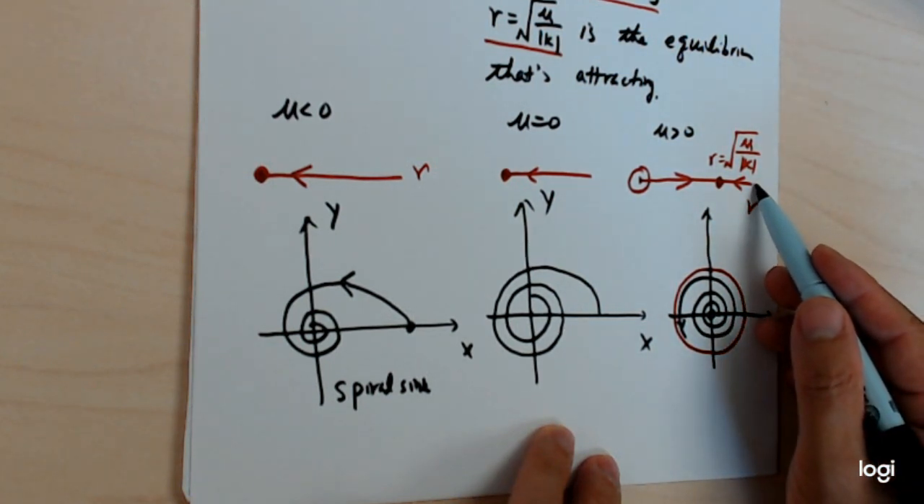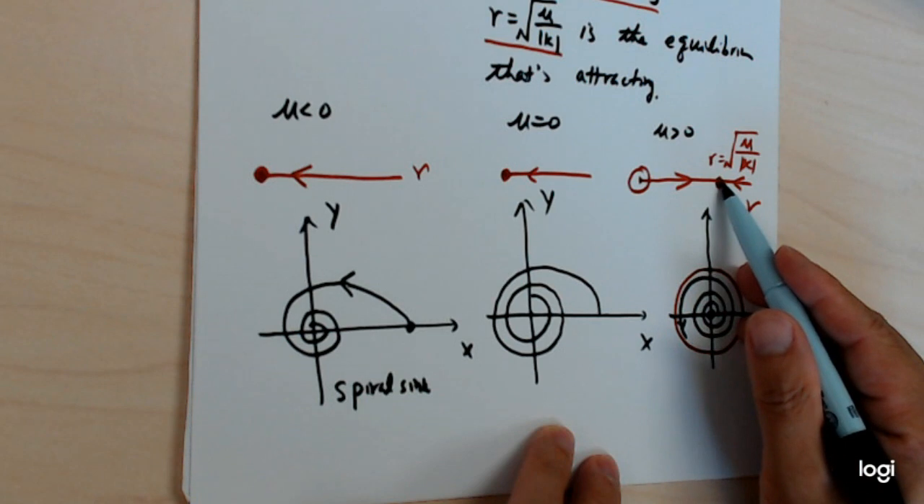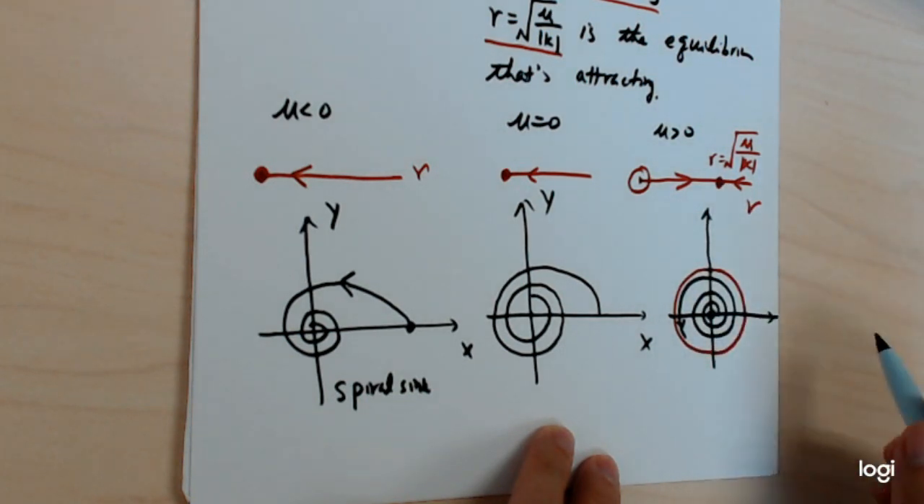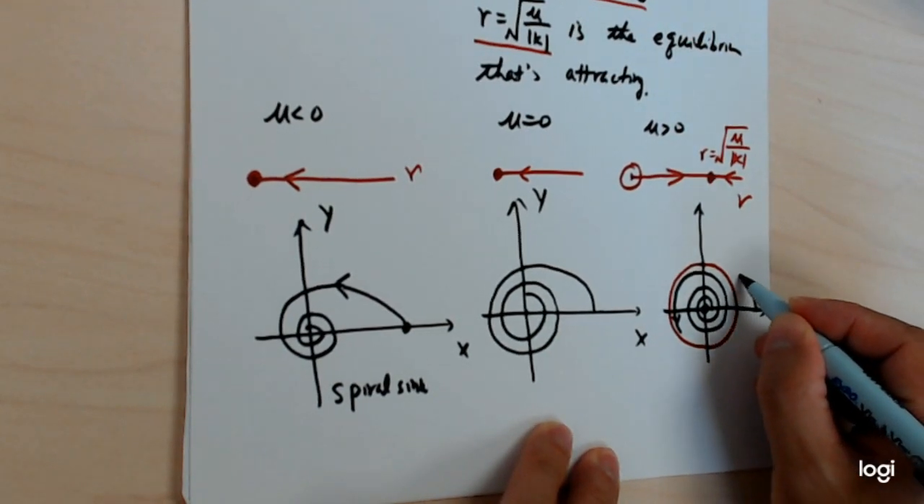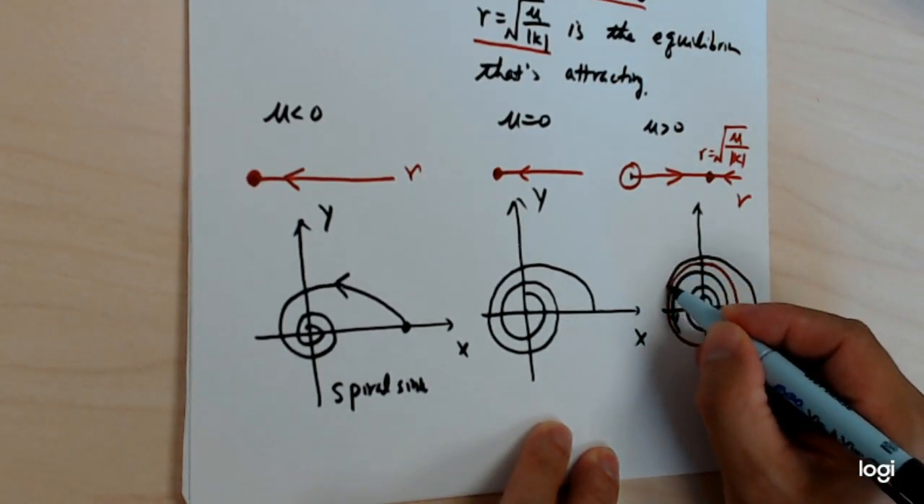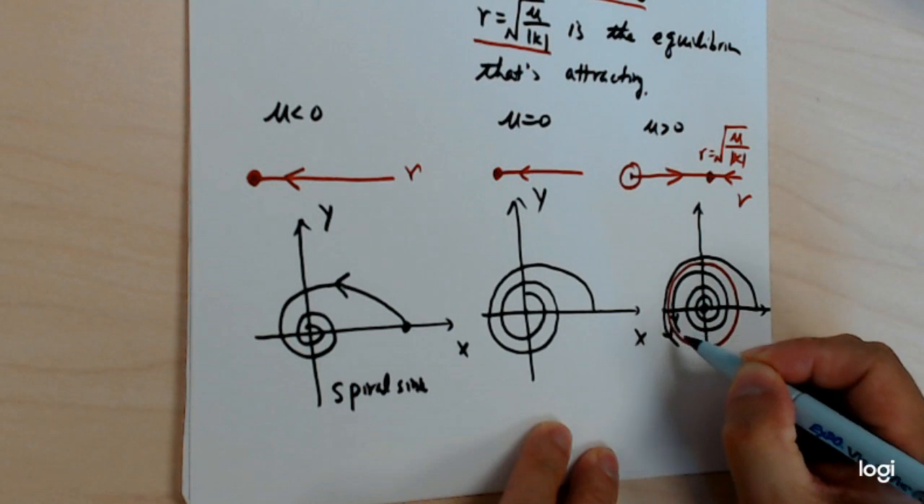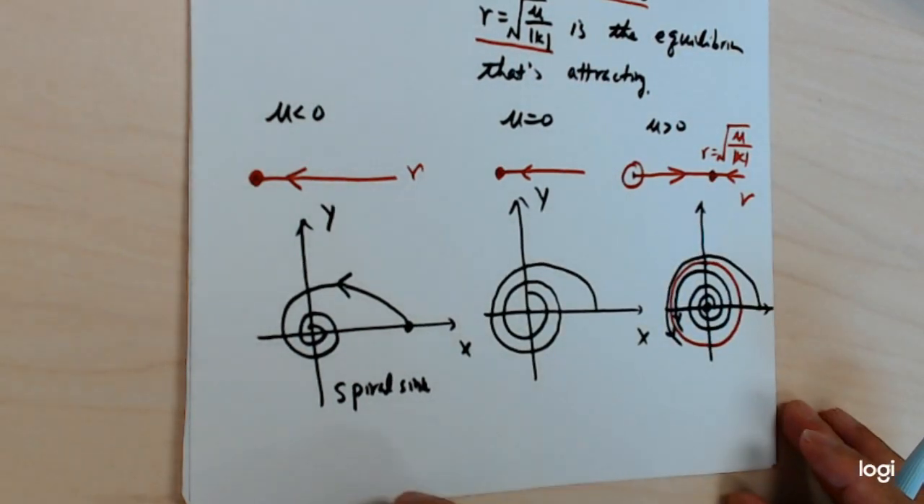From the outside, if r is bigger than this radius, it will also approach what? Approach this circle. Okay, approach this circle here.